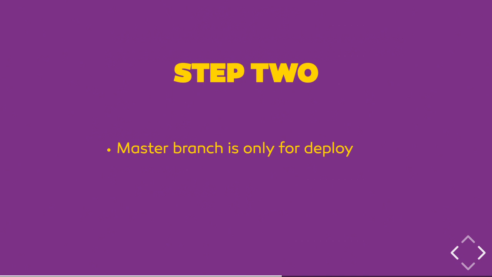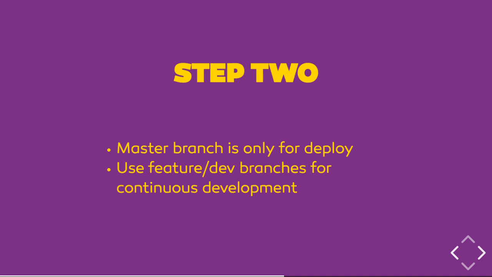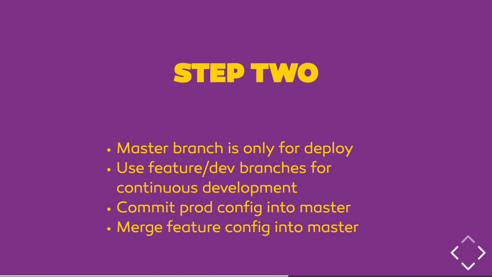And step two would be to actually have a certain workflow for how to manage your Git repository. First of all, the master branch is only for deploy. So you would not do anything besides a hotfix on the master branch. Second, you use feature and dev branches for continuous development. That's easy. And you would commit the production configuration into the master. So as I just said, you would not use the master as a pure development state, but you try to keep the state of the master as equal to the production state as well. Plus, you try to use Git to merge the features into the master branch, which is fairly simple due to the fact that configuration is a YAML file and it really nicely is able to be compared in a diff.